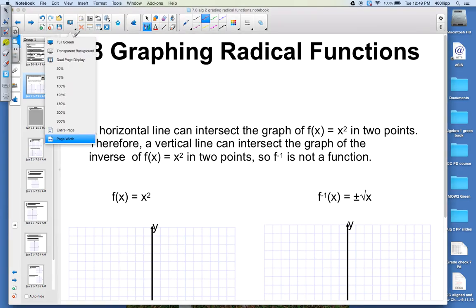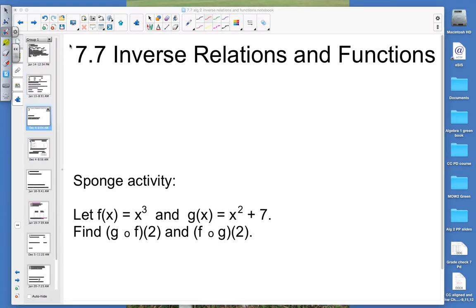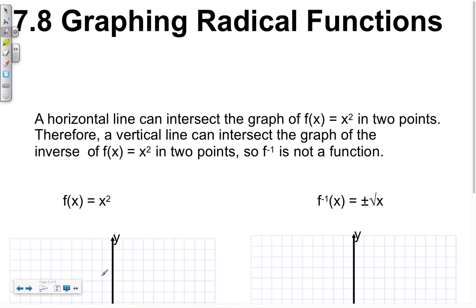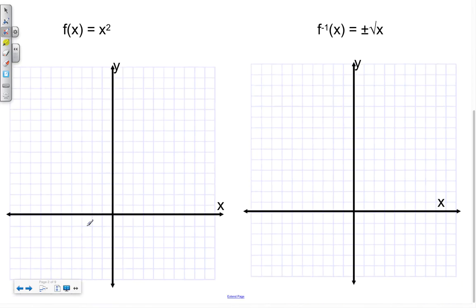We're looking at graphing x squared, y equals x squared. So let's say we're graphing that and we're just going to look at the domain and range. This should be pretty easy for us.